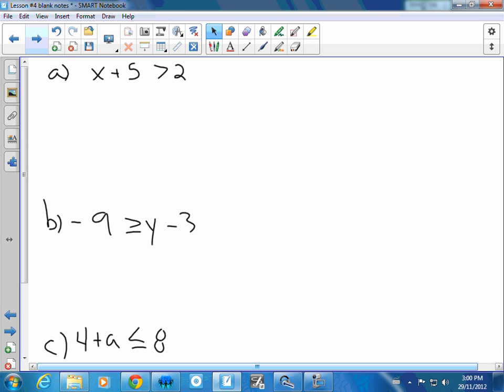Okay, look. So the first one is x plus 5 is greater than 2. So you've got to get x by itself. So how do you get rid of that positive 5? Subtract 5 from both sides, because we want x by itself. If you bring the 2 over here, x is not by itself. So subtract 5 from both sides.